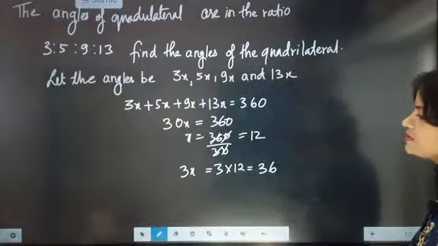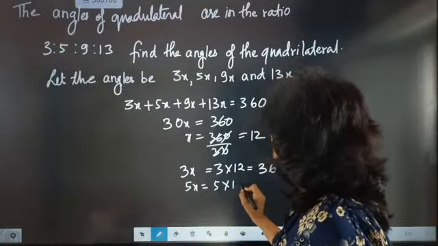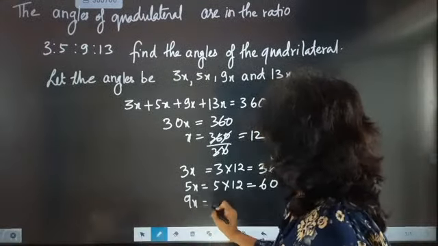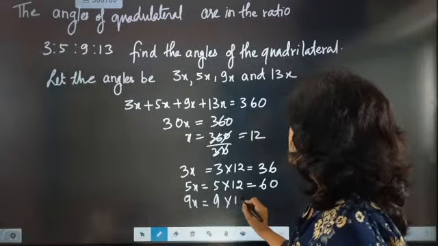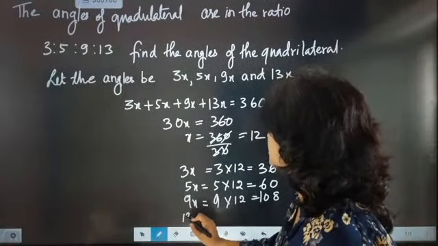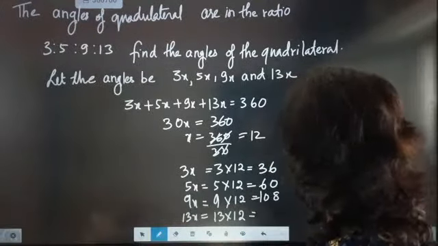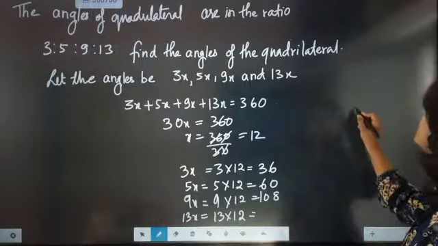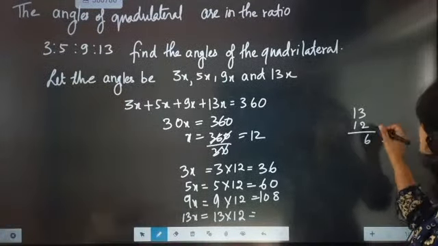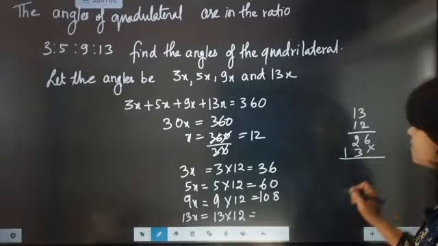The first angle is coming as 36. Second, 5x, so 5 into 12 is 60. Third, 9x, 9 into 12 is 108. Then 13x, 13 into 12: 2 threes are 6, 2 ones are 2, 1 three is 3, 1 one is 1, so 156.